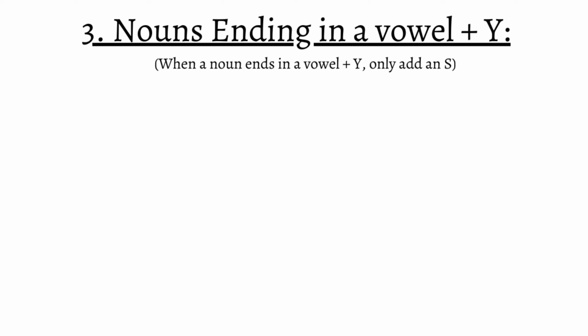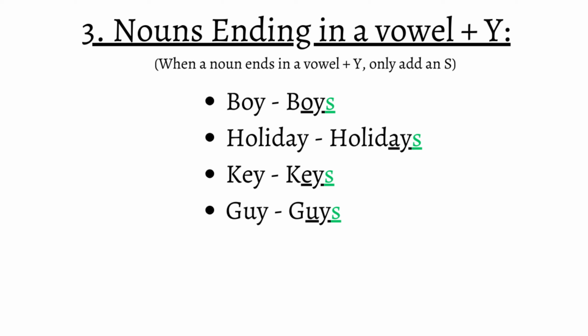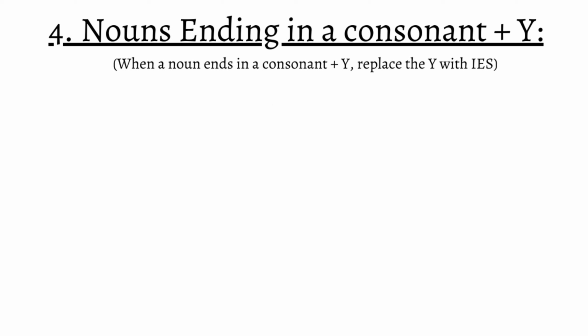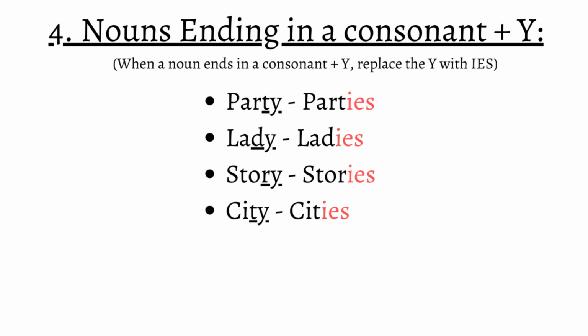When a noun ends in a vowel plus y, we only add an s because the sound of these words will sound good enough, like boys, holidays, keys, and guys. When a noun ends in a consonant plus y, we replace the y with ies in the end. English does that so that the word sounds and looks better when written, like parties, ladies, stories, and cities.